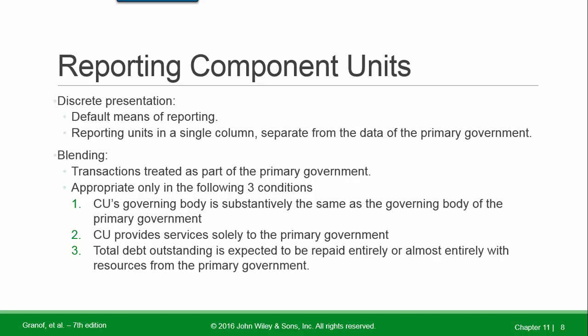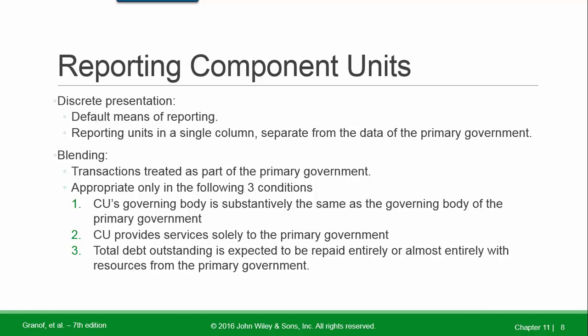The other method is blending. Transactions are treated as part of the primary government. The activities are just blended together. This is appropriate only in the following three conditions. The component unit's governing body is substantially the same as the governing body of the primary government. The component unit provides services solely to the primary government. Total debt outstanding is expected to be repaid entirely or almost entirely with resources from the primary government.